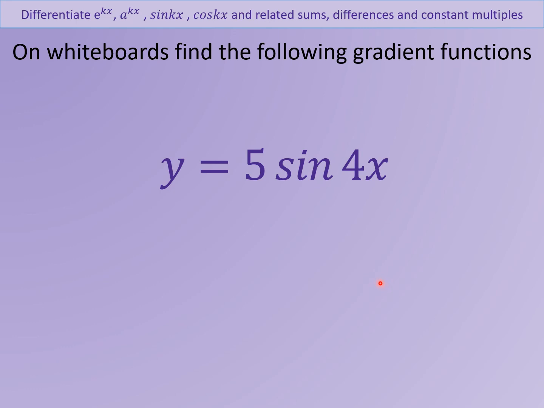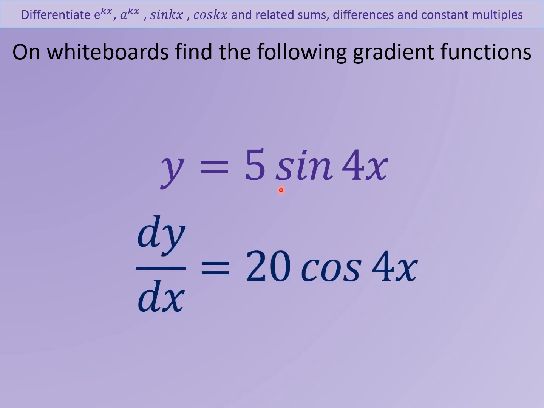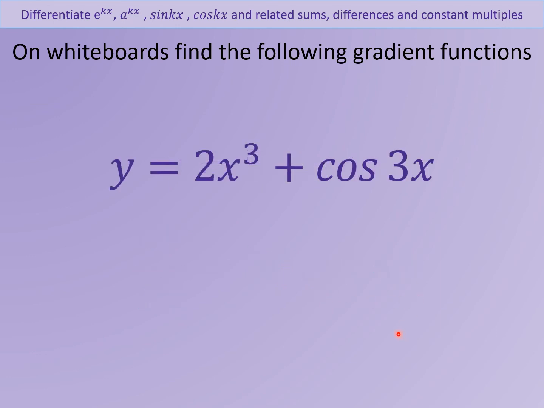Try that. Notice the change in notation. y equals 5 sine 4x. So pause. Okay, see what you got then. So sine goes to cos because it starts at 0 and goes upwards. It's positive straight away. 4 comes to the front. 5 times 4 is 20. 20 cos 4x.